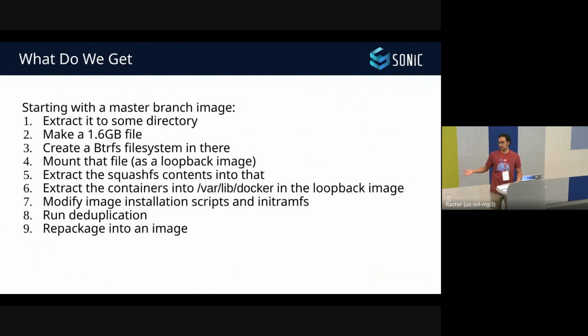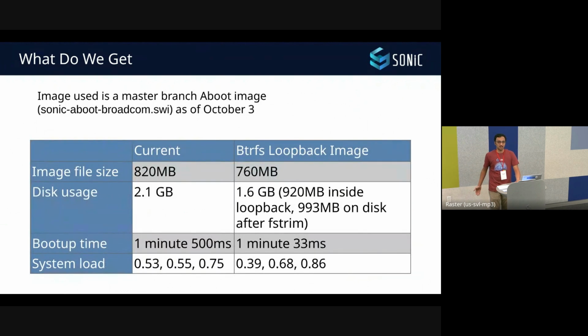So what do we get out of this? This is basically a high-level summary of the steps I did for the purposes of this experiment. I took an existing master branch image, extracted it, converted it to use a BTRFS file system in the loopback image, and then repackaged it, installed that, and then compared with the current image that we have. The image file size itself was about 820 megabytes. With the BTRFS loopback, it's 760 megabytes.